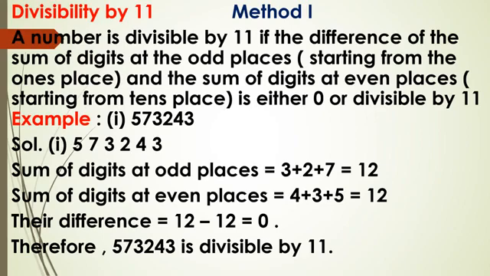So 5,73,243 is divisible by 11. Now see the second method.